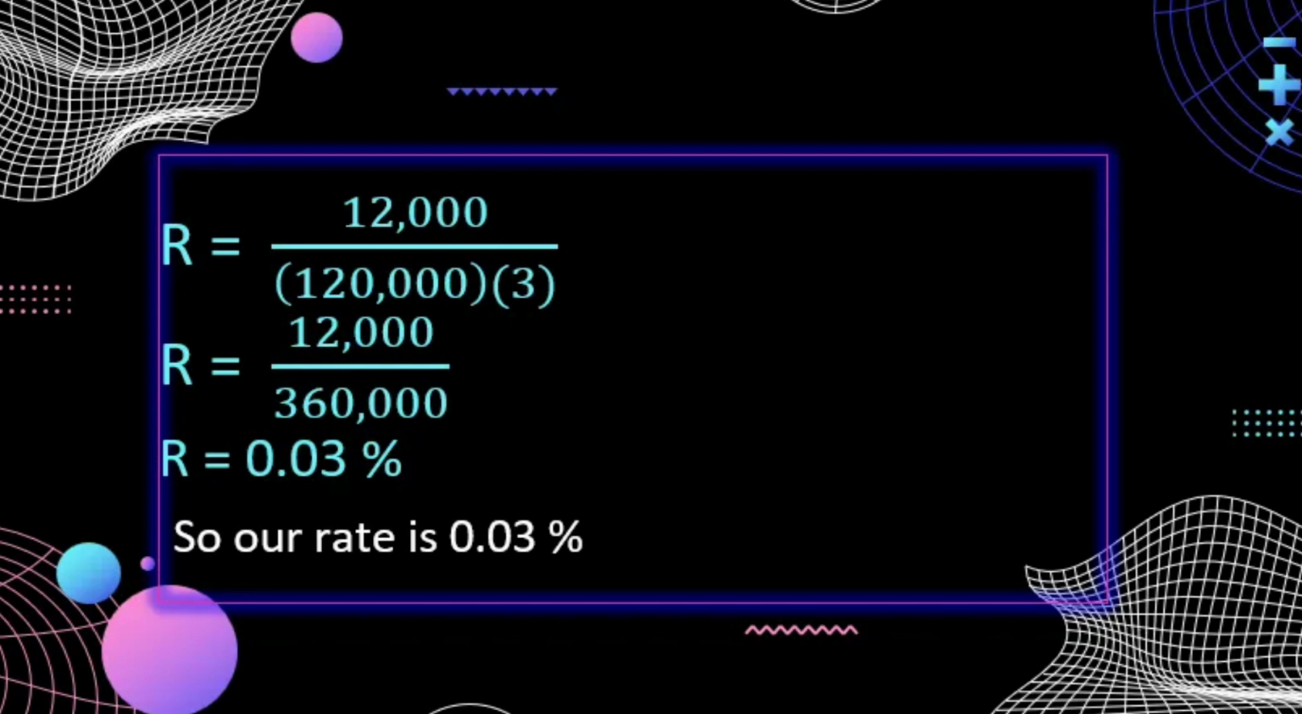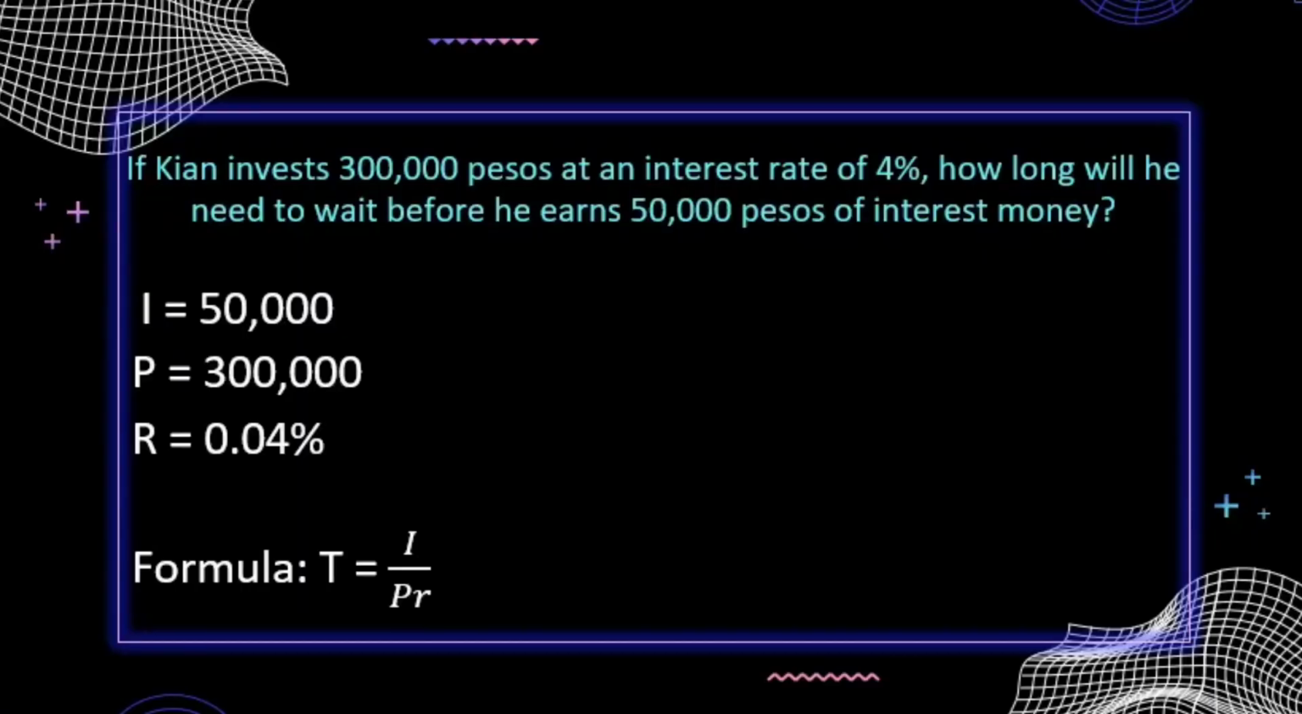So the second thing we need to do is multiply 120,000 to 3. So the answer is going to be 360,000, and of course divide 12,000 to 360,000. So the answer is going to be 0.03, which is our rate. Now that we are done finding the rate, we're going to find the time of an interest. So let's find it by solving this problem.